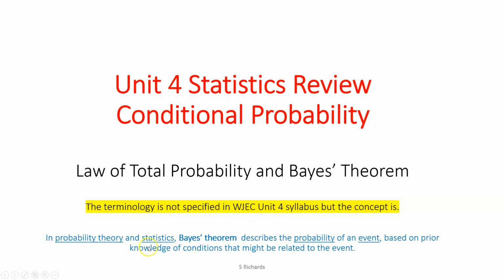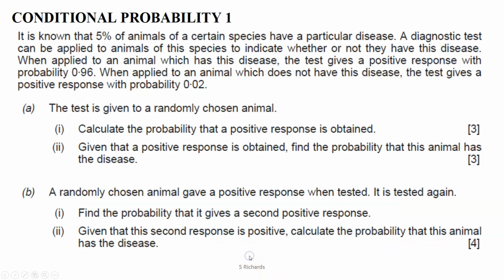In probability theory and statistics, Bayes' theorem describes the probability of an event based on prior knowledge of conditions that might be related to the event. The question that we will look at is very traditional of this sort of situation.